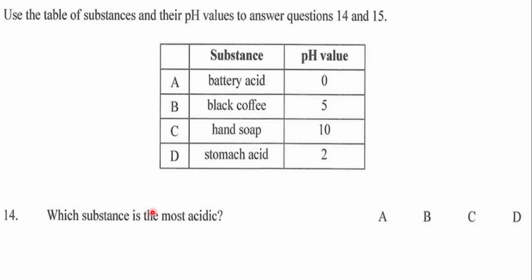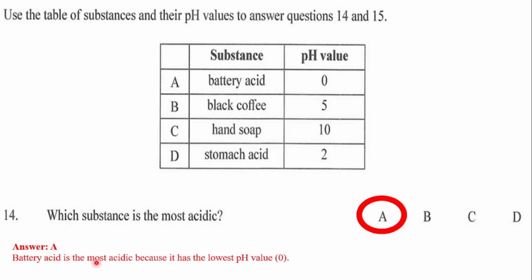Which substance is the most acidic? The correct answer is definitely going to be A, because A is referring to the battery acid, and the battery acid's pH is 0. Battery acid is the most acidic because it has the lowest pH value, which is 0. The lowest pH value means that it's going to be the most acidic. So battery acid is more acidic than stomach acid.